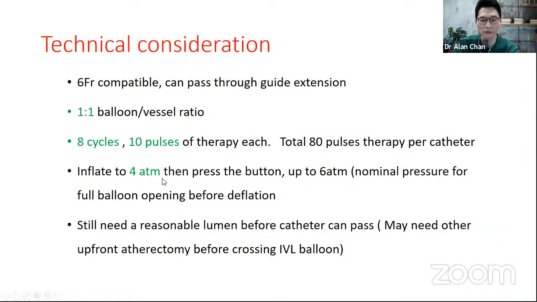So inflate the balloon to 4 ATM and then deliver therapy up to 10 pulses per cycle, and then bring it up to 6 ATM, the normal pressure, before you deflate. Most of the time you're able to pass, but in extreme calcification cases, you still need a reasonable lumen before the catheter can pass.